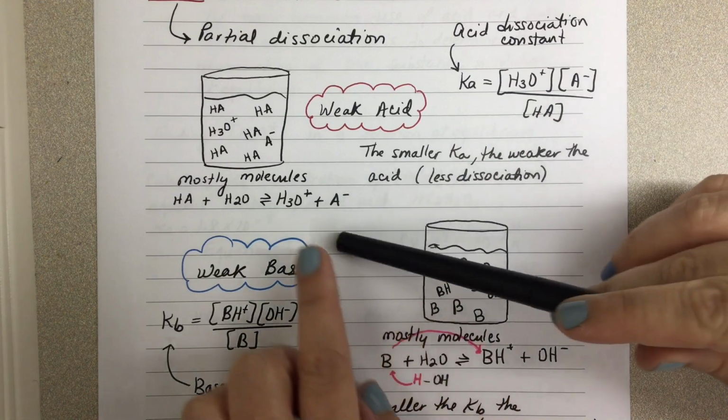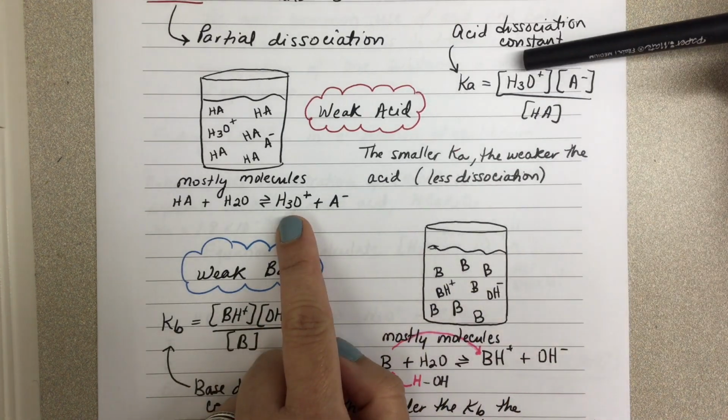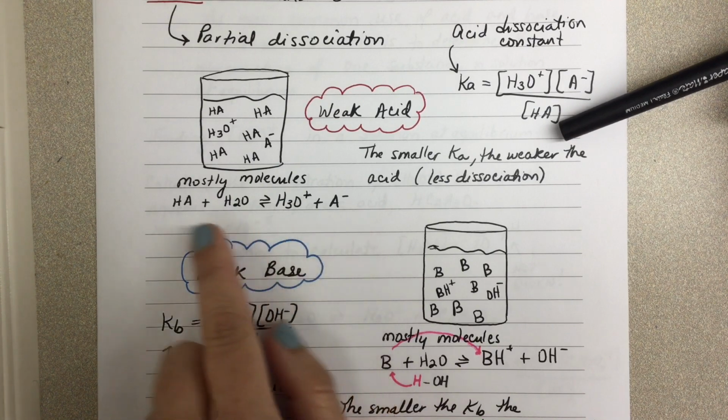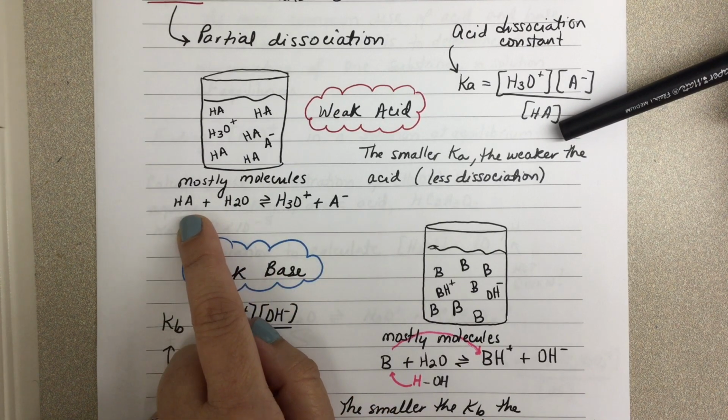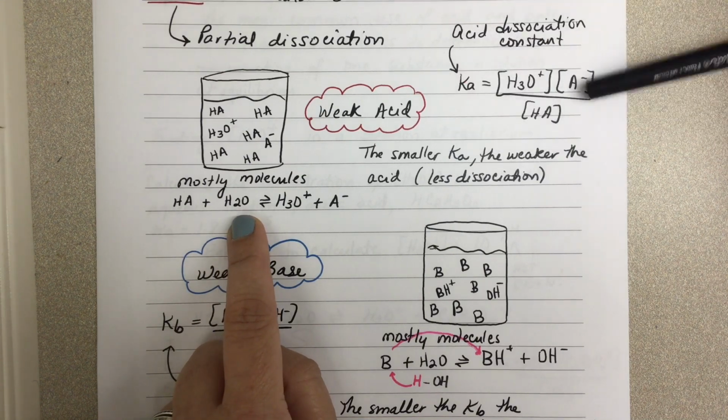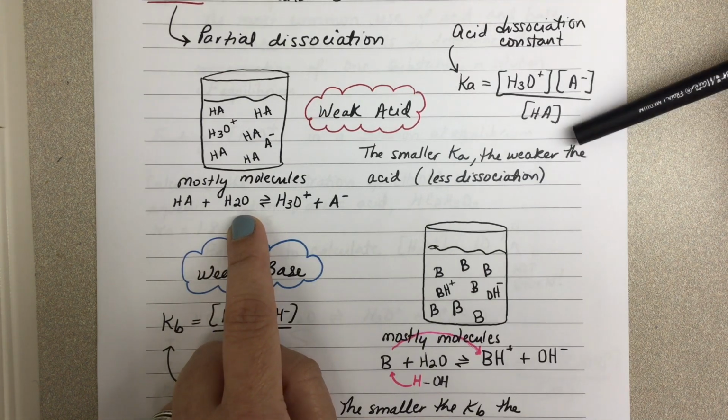So using my generic equation here, you can write down your equilibrium constant expression for the dissociation of your weak acid. Your products are the hydronium ion and the conjugate base, and then on your reactant side, what you have is the molecule of the acid. Water is a pure liquid, so we don't include that one in your equilibrium constant expression.